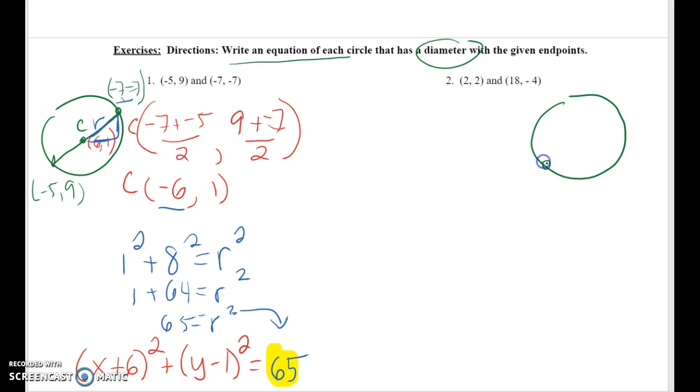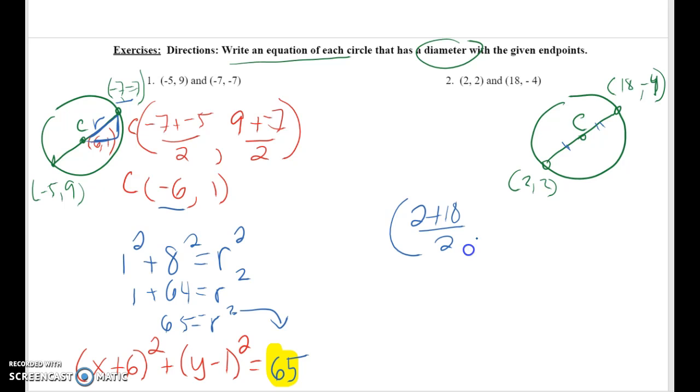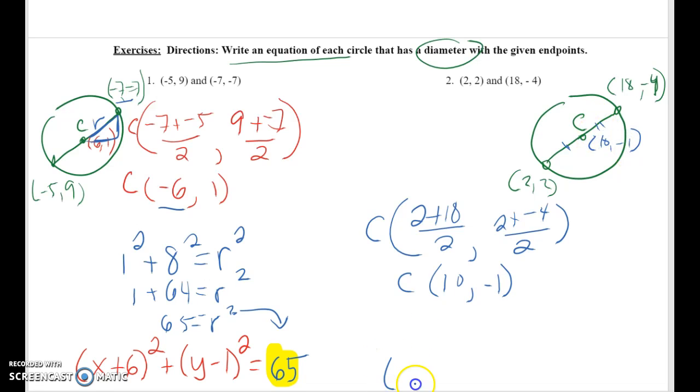So again, I'm going to sketch a picture so I know what it is I'm finding. Right, endpoints of the diameter, 2, 2, 18, -4. And so to write the equation, we need the center, which is the middle point of this diameter. So 2 plus 18 over 2, comma, I do C for center, 2 plus -4 over 2. 2 plus 18 is 20, divided by 2 is 10. 2 plus -4 is -2, divided by 2 is -1. So we have our center of 10, -1, and I'm going to replace that information in the equation of my circle. And so again, now we need our radius squared.